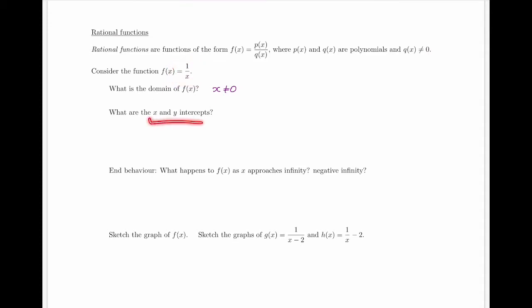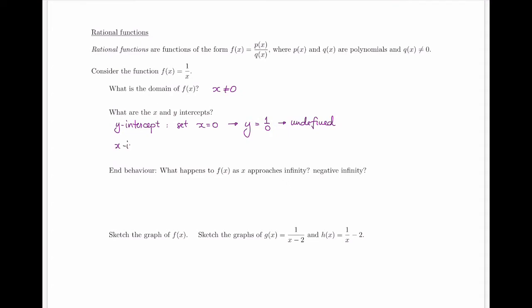The next question is asking what are the x and the y intercepts of our function. So let's start with the y-intercept, and that is, of course, when we set x to be 0. Now, if I set x to be 0, I'm going to be computing 1 over 0, and of course we know that x equals 0 is not in our domain for precisely this reason. This value is undefined. So there are no y-intercepts.